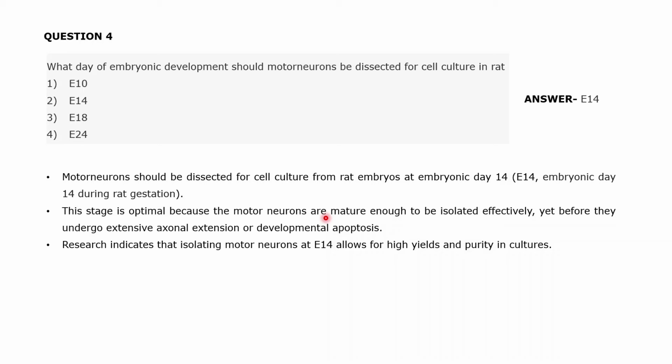So basically, after that particular time period, that is the 14th day, you cannot actually extract these motor neurons because they start to undergo apoptosis. It also indicates that on this day, the 14th day of embryonic development, a high yield and purity of these motor neurons can be obtained at that time point itself. So I think this answer is clear.